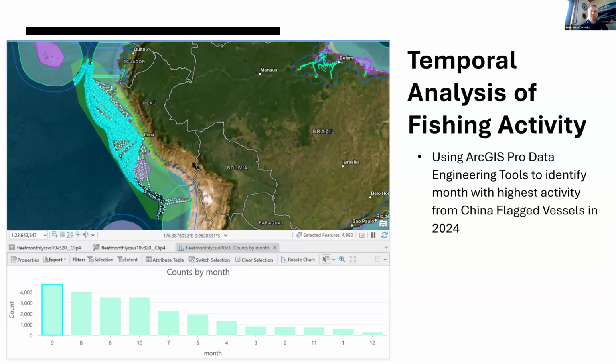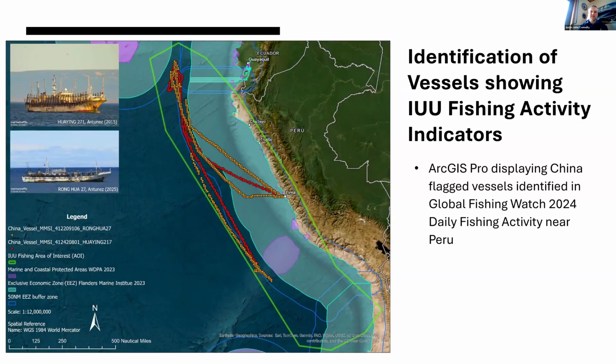I want to find first what month most of this fishing activity is occurring. The graph on the bottom, using the ArcGIS data engineering tools, shows me September has the most fishing activity detections. I can now subset the data to just September and find the vessels. In this case, I'm taking the top 3 China flagged fishing vessels for the month of September and displaying only that information here on the map to show where those vessels are going.